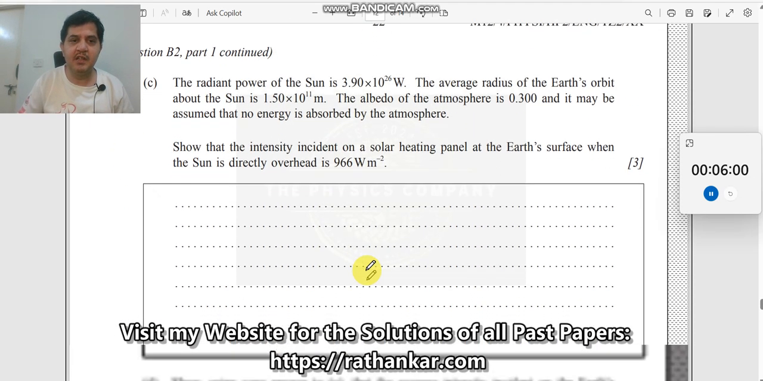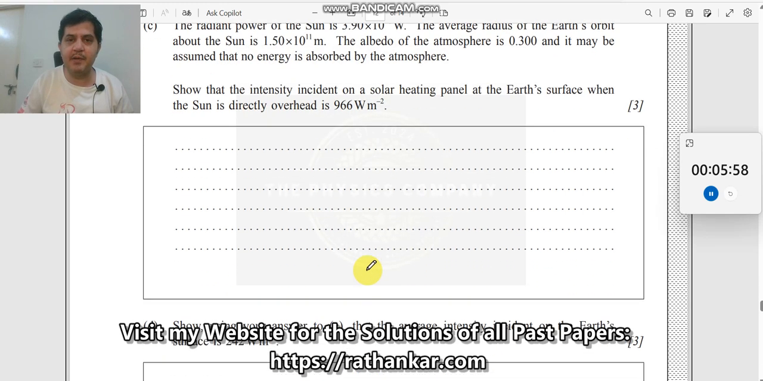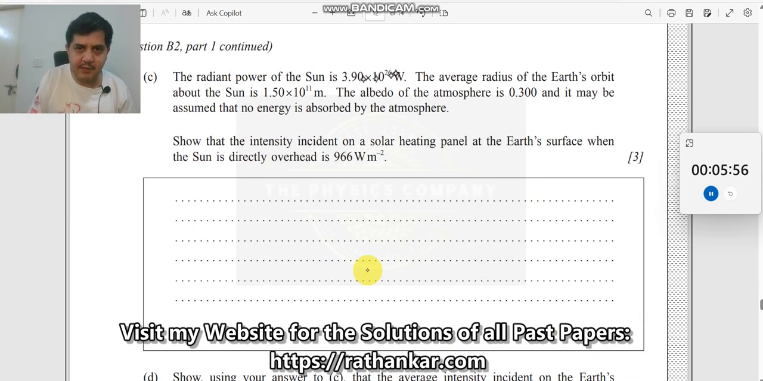Next, the radiant power of the sun is 3.9 into 10 to the power of 26 watt. Power is given. The average radius of the Earth's orbit around the sun is 1.5 into 10 power 11 meters. So this is the sun over here. This is the Earth which is orbiting here, and this distance is already given to us, 1.5 into 10 to the power of 11 meters.